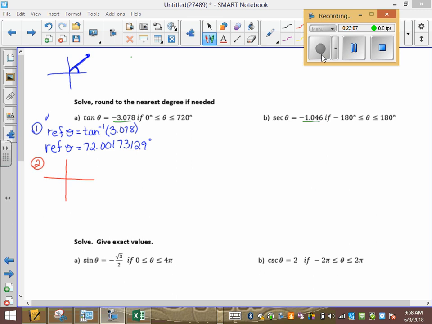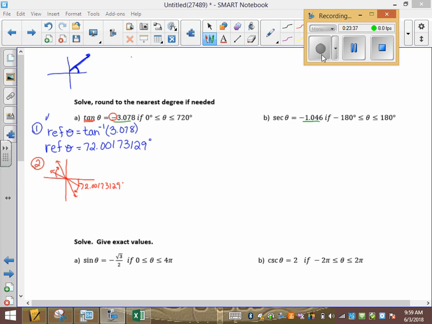Step 2, CAST rule. So it's tan, and now we look at the sign. Oh, it's tan negative. Where's tan negative? Tan is negative here. I'm going to draw a 72-degree reference angle here and here. So this is 72.00173129, and so is this one as well. They're both 72.00173129 because the reference angle is the angle between the x-axis and the terminating arm.